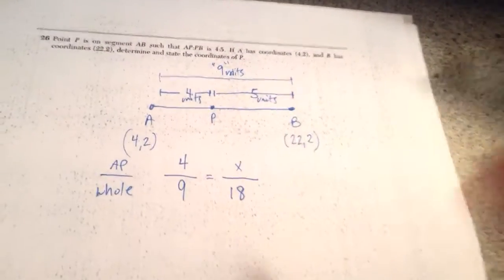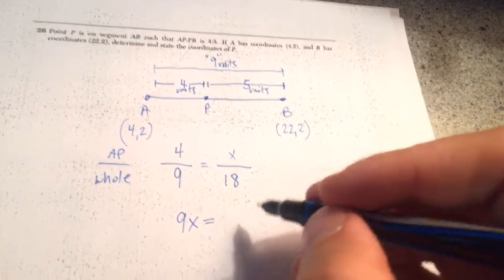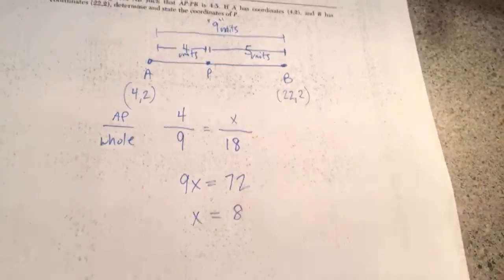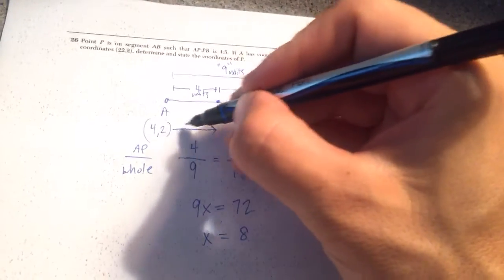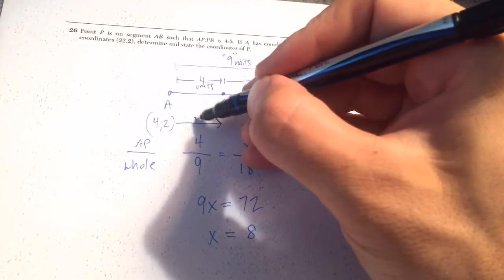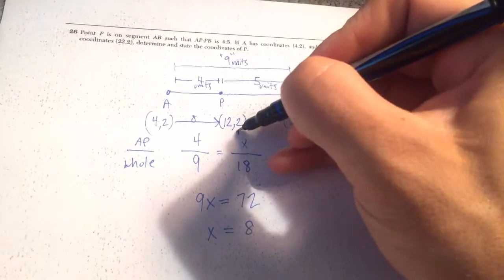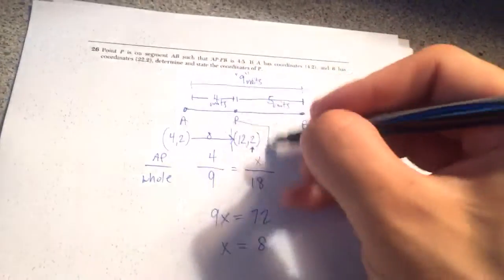So using a proportion, we're going to cross multiply. I'm going to get 9x, and that's going to be 72. What I just found is that distance, AP, is 8. So that makes this 12 and 2. I know it's 2 because those values did not change. The answer is 12, 2.